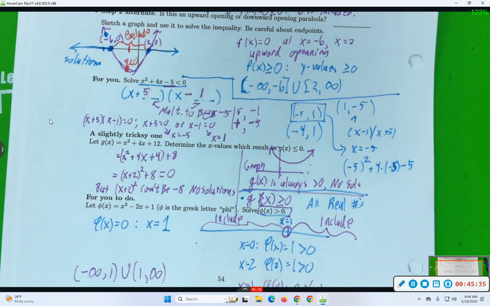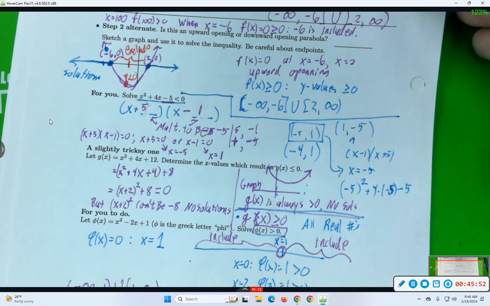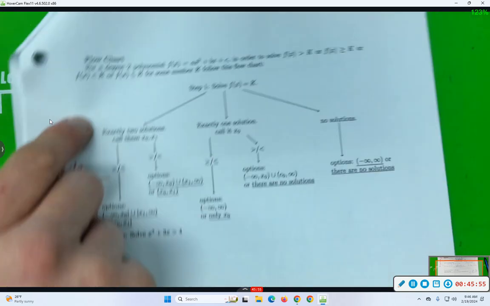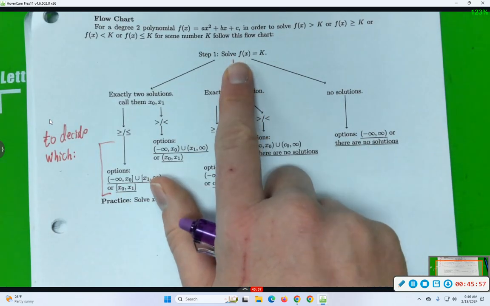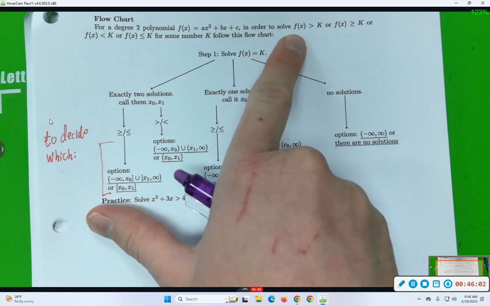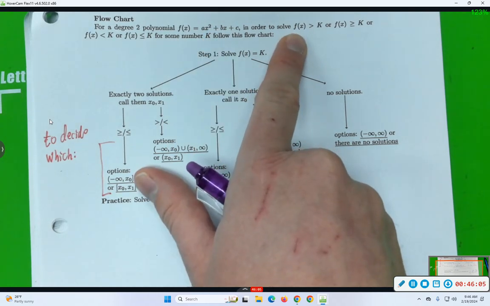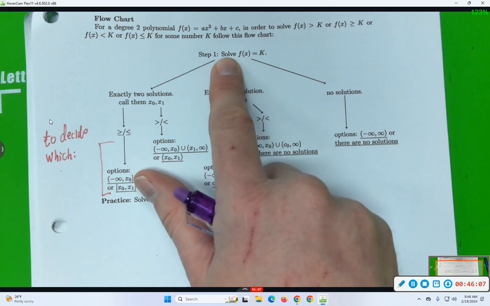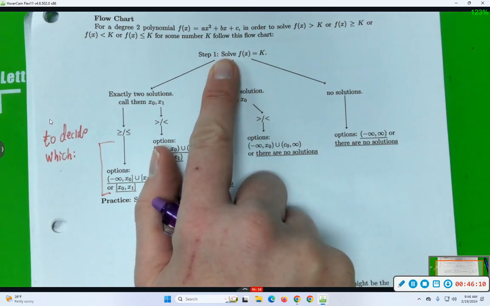And I think that covers all of the possible cases that can happen via these examples. In order to formalize this, I'm going to talk through a flowchart on the next page. So whenever you want to solve a degree 2 polynomial inequality, step 1, forget about the inequality. For a degree 2 polynomial, f of x equals ax squared plus bx plus c, in order to solve an inequality involving that, there are 4 possibilities. Step one, solve equality.